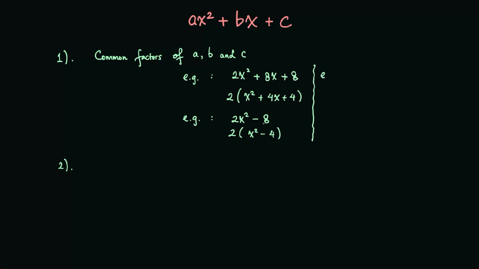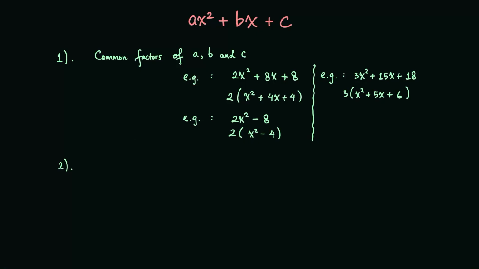Let's use another example: 3x squared plus 15x plus 18. We can factorize the 3, 15, and 18, the coefficients and the constant. Let's take out the 3. Then we have x squared plus 5x plus 6.